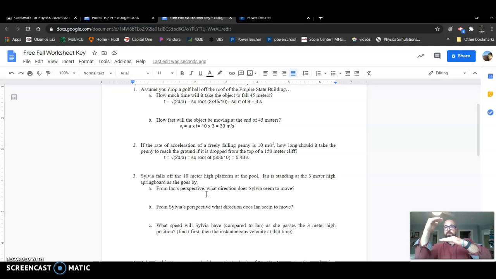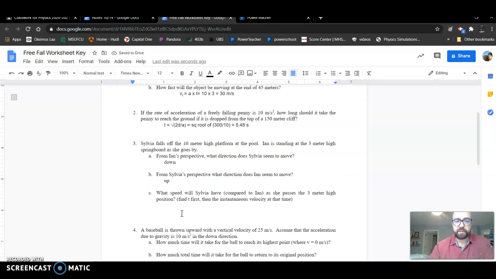And then from her perspective, she's going this way. What way does he seem to move? So it would look like he's coming up. She's moving down, but to her, it looks like he's coming up. So those perspective ones, you guys seem to do a good job of those. So I was glad. But simple as that is how I would want you to answer those.